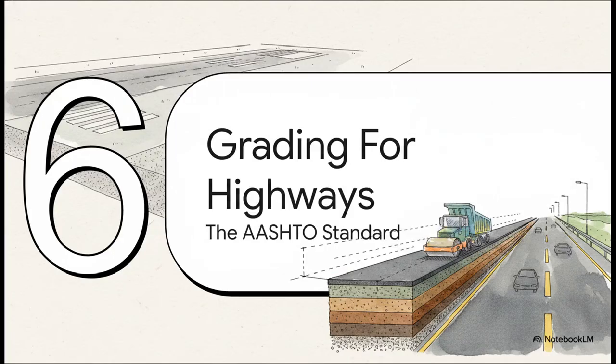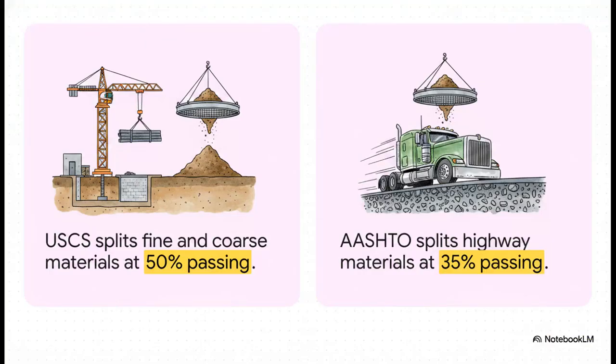Finally, Part 6, Grading for Highways, the AASHTO standard. Now, while the USCS is fantastic for airstrips and building foundations, the roads we drive on every day actually use a slightly different standard. It's known as the AASHTO system, which stands for the American Association of State Highway and Transportation Officials. And there's a big difference here. The unified system calls a soil fine-grained if more than 50% passes that number 200 sieve. But AASHTO shifts the math, drawing the line at just 35%.